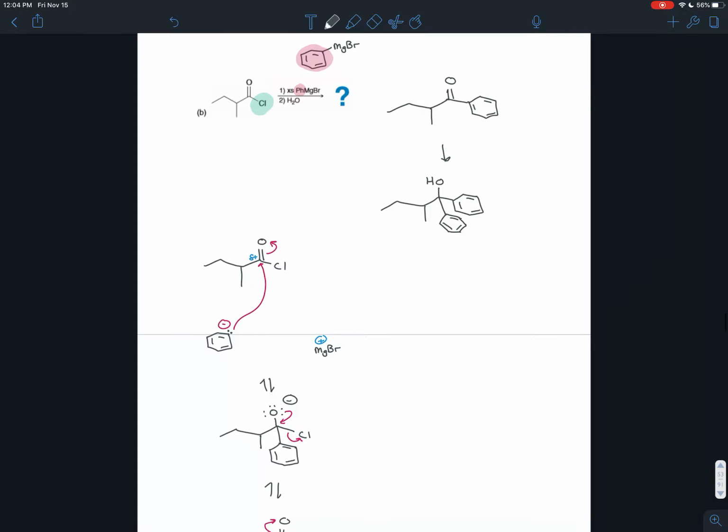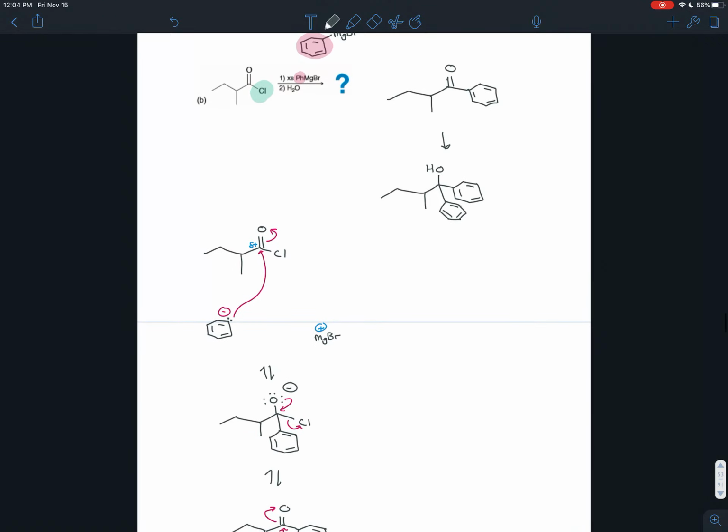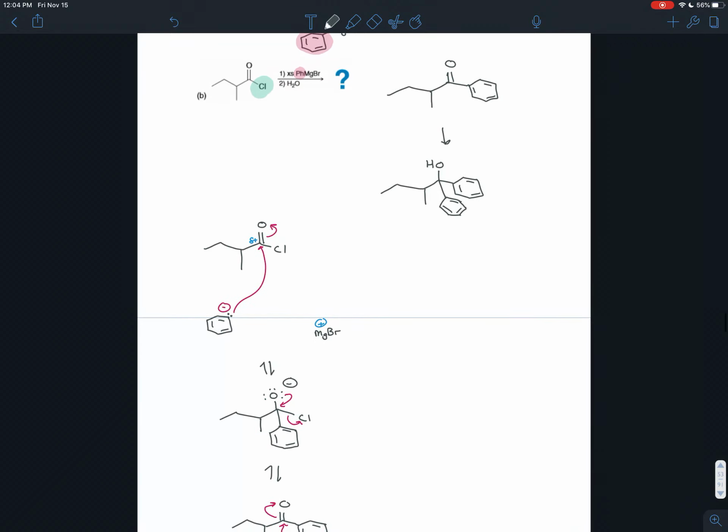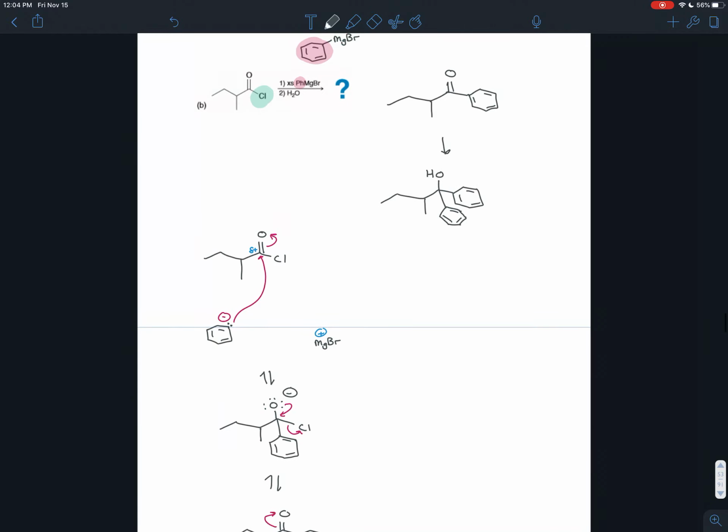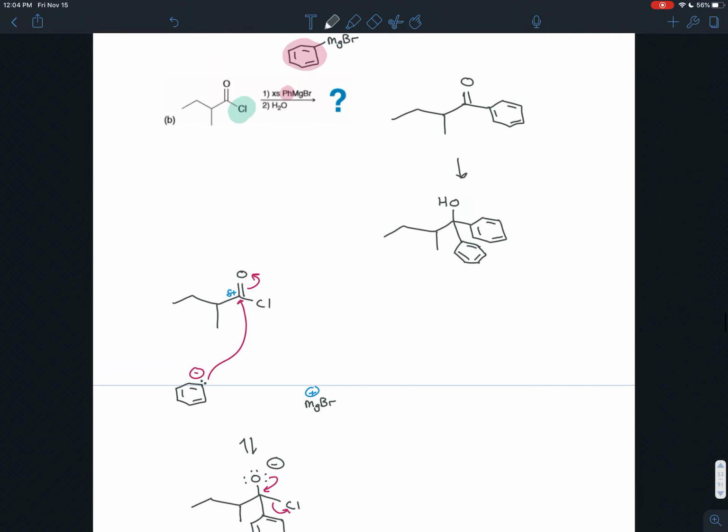So, Grignard reagents, thing to remember, Grignard reagents are strong carbon nucleophiles. They will add as many of themselves to an acid chloride as they possibly can. So watch out for that excess there.